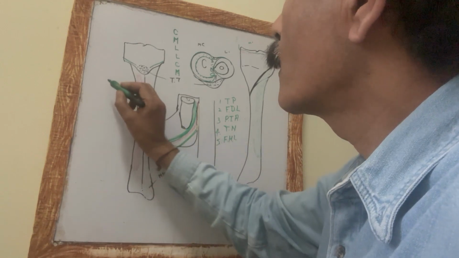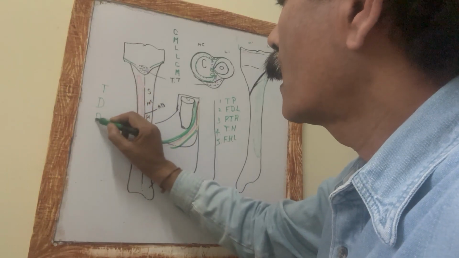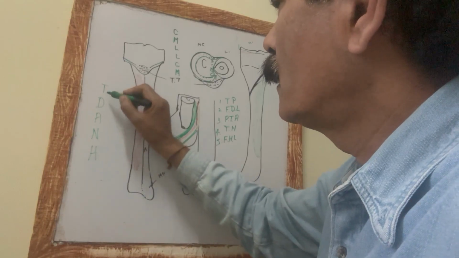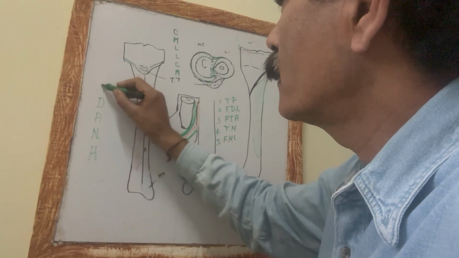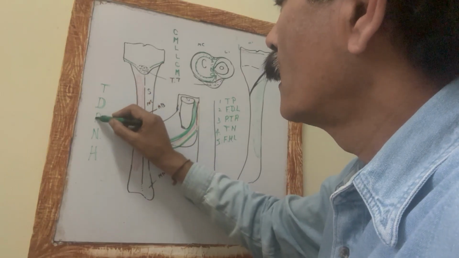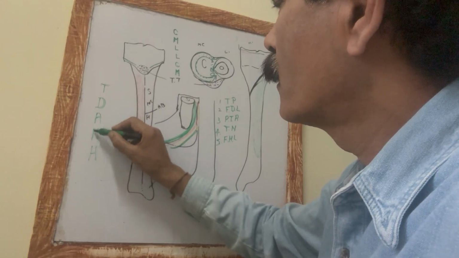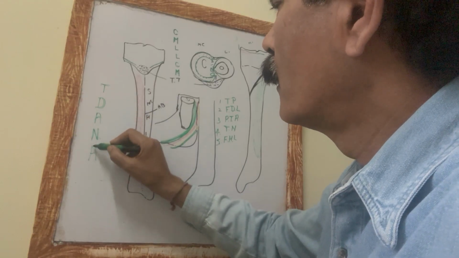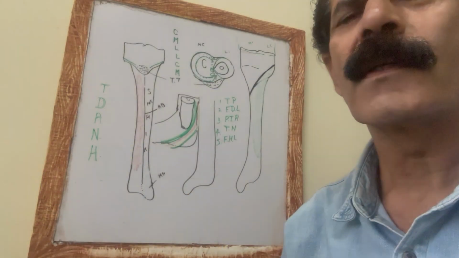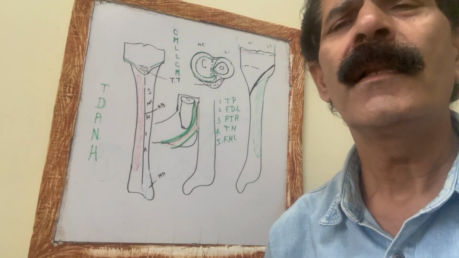So there is a formula to remember: "The doctors are not happy." T stands for tibialis posterior. D for flexor digitorum longus. A stands for artery, that is the posterior tibial artery. N stands for nerve, the tibial nerve. And S stands for the fifth position, flexor hallucis longus. So this is how you have to remember the 5 structures passing behind the medial malleolus.